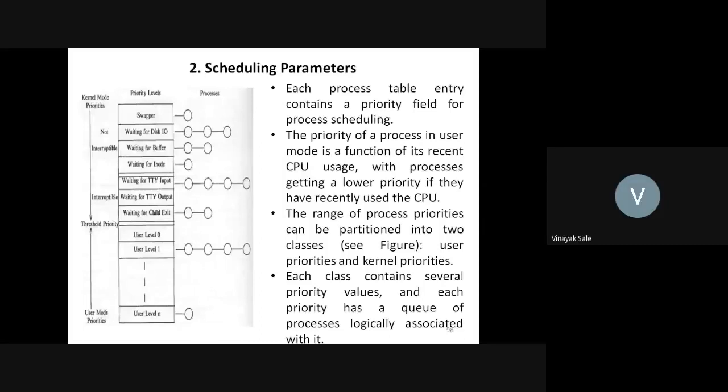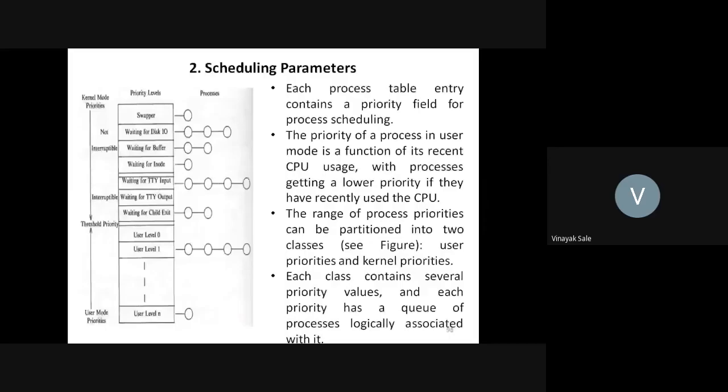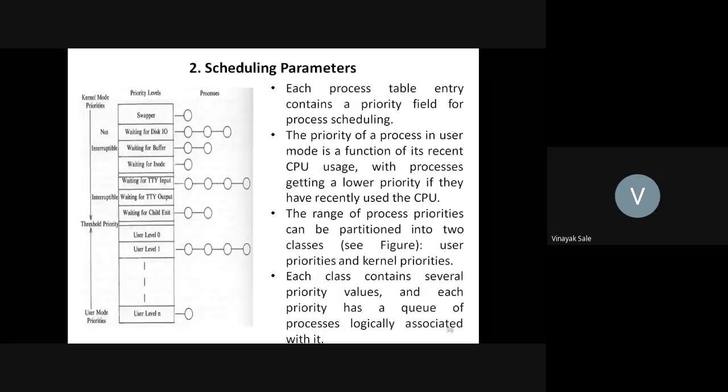See in this figure, each process table entry contains a priority field for process scheduling. The priority of a process in user mode is a function of its recent CPU use, with processes getting a lower priority if they have recently used the CPU.